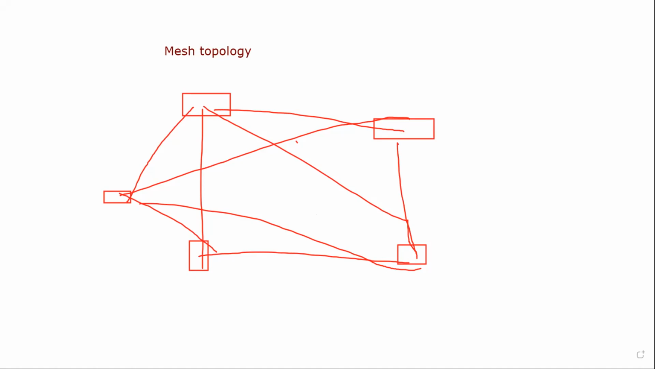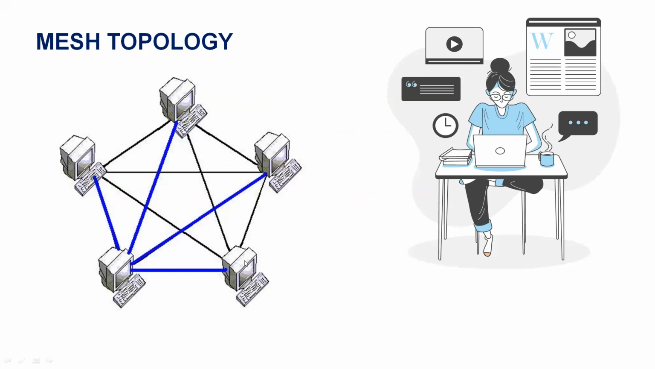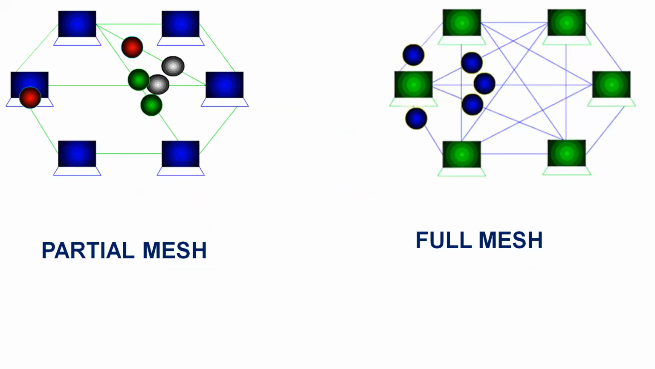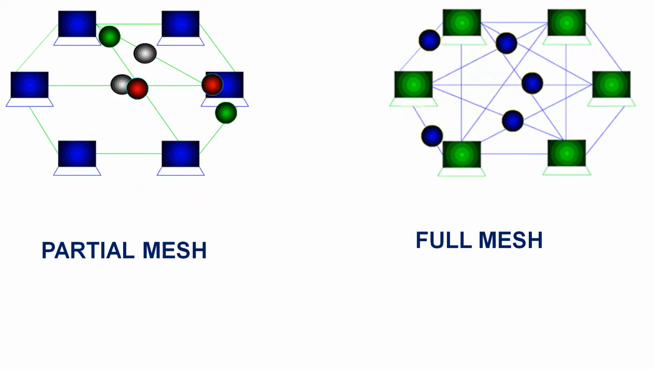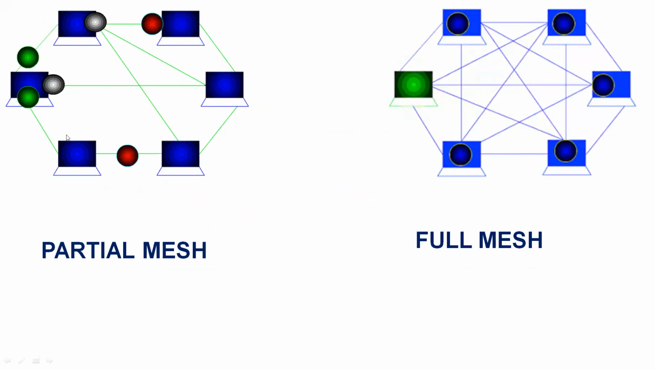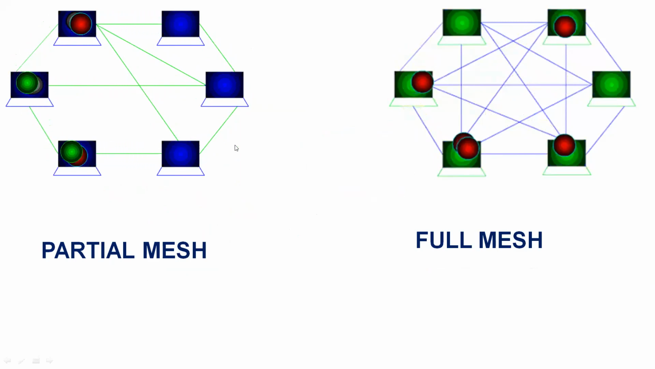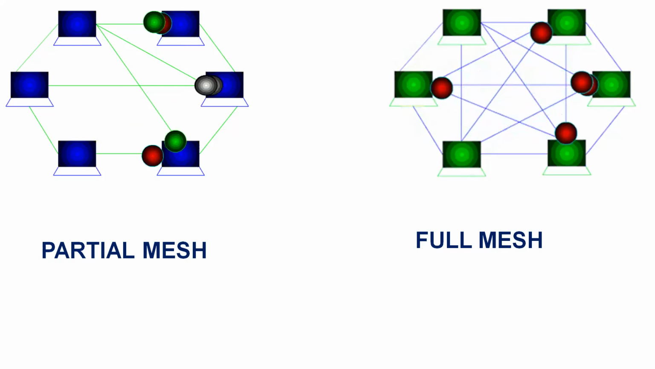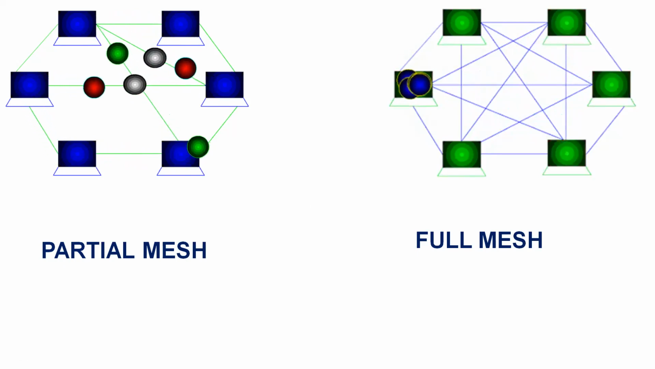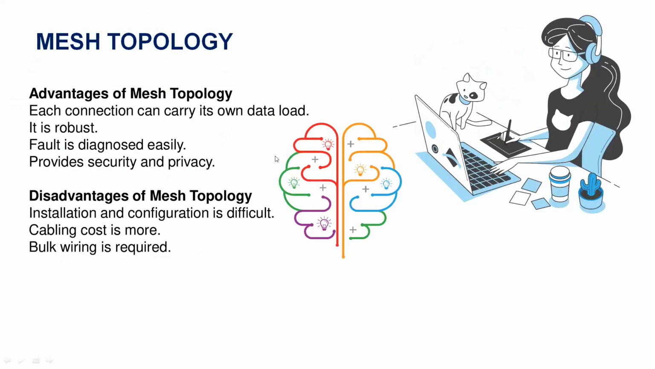So we have to discuss this. You can see 5 computers are there. All the computers are connected with each other. Mesh topology can be partially connected or fully connected. Now, what is partial mesh and what is full mesh? In partial mesh, each and every device is not directly connected to each other. Some devices are connected with each other, some are not. But in full mesh, all the devices are directly connected to each other. So this is your mesh topology.